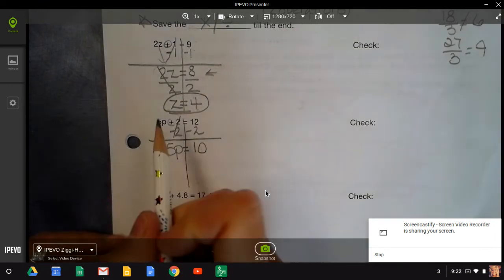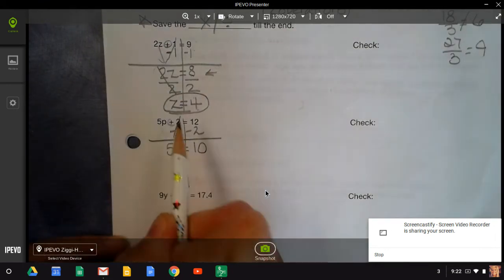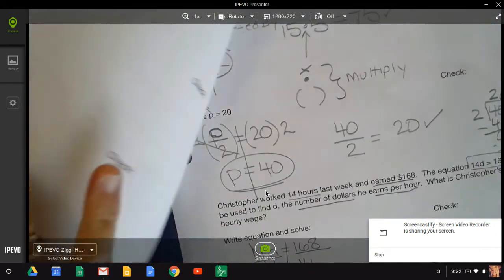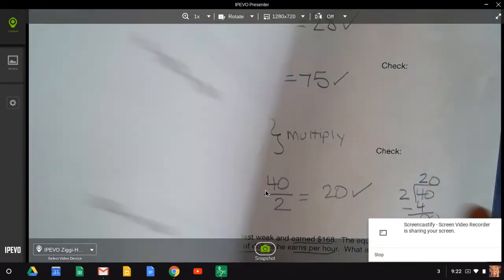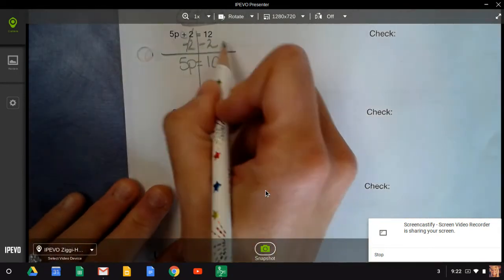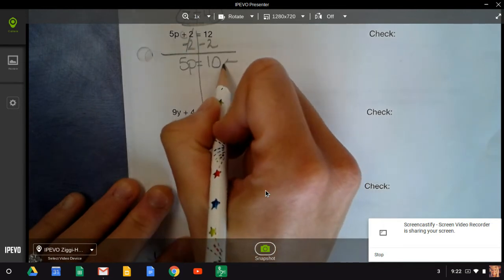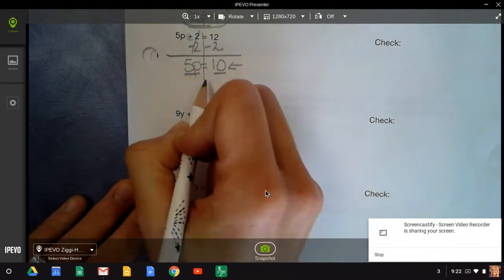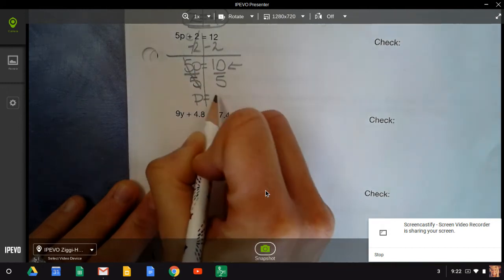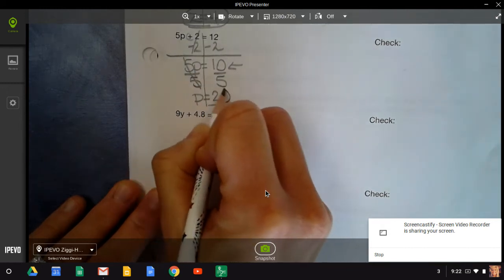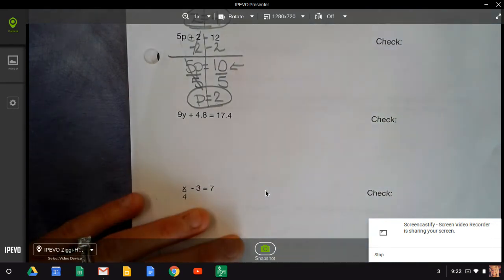Now, before, you didn't have a 5 with a p. You just had a p in a one-step equation. So if we look back at this page here, you would just have 1z. But now we have a 5p. So now we have to do two-step equations here. So now we're going to go ahead and undo this by dividing by 5 to get our variable alone. And that is going to equal 2 because 10 divided by 5 is 2.